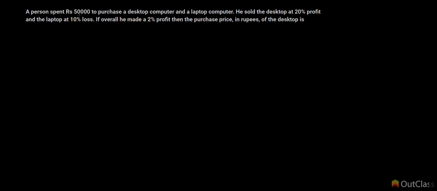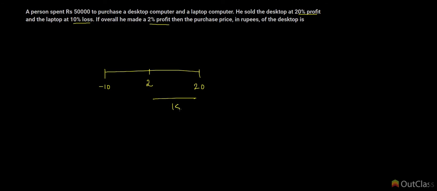A person spent 50 on desktop plus laptop, desktop at 20% profit, laptop at 10% loss, overall 2% profit. What is the price of the desktop? The most efficient way of doing this is to use weighted average, especially with a number line involved. So you have profits weighted by their corresponding cost prices will give you overall profit. So I will take my 20 and my 10% loss, I'll write it as a minus 10, and then the overall is 2%.